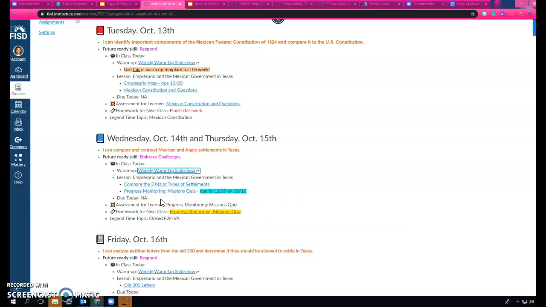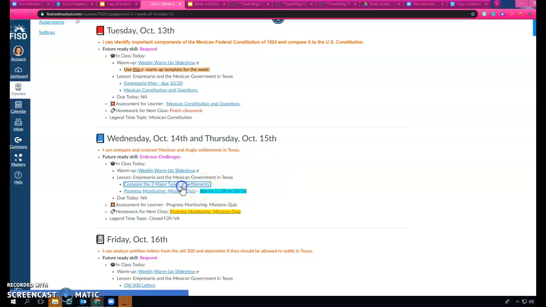Okay, so if we go back and look at our assignment for today, we're going to be doing 2 different things. So the first thing we're going to do is compare the 3 major types of settlements in Texas. And so your I can statement says, I can compare and contrast the Mexican and Anglo settlements in Texas. So we're going to mainly look at Mexican and Anglo, but we also know a lot about the Spanish settlement when it came to the mission system. So that's really the third type.